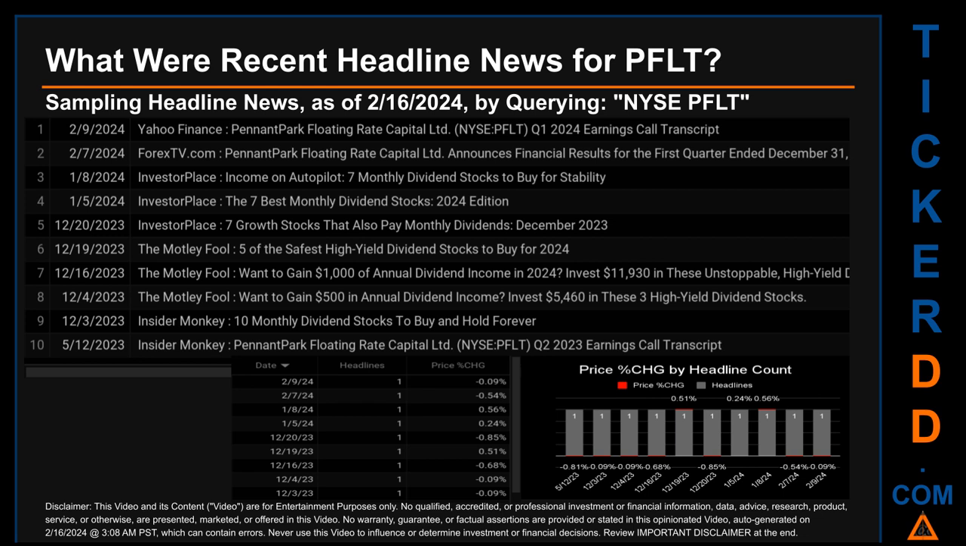Monday, January 8, 2024 was the day with the highest percentage change in price when we compare opening versus closing price for the ticker. The day saw a jump of 0.56% when PFLT opened trading at $12.54 and closed at $12.61. There was one found headline when Investor Place published the headline that read, Income on Autopilot: 7 monthly dividend stocks to buy for stability.